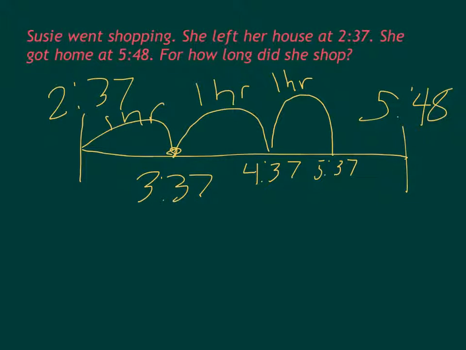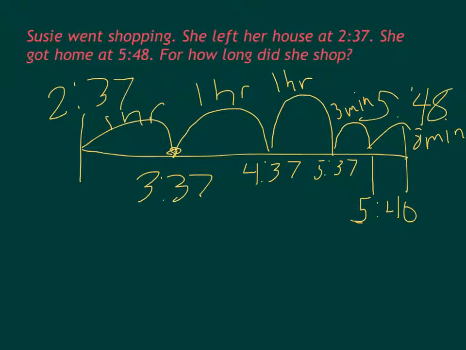So what I can do is figure out how many minutes are between 37 and 48, or I can figure out how many minutes from 37 to 40, which is 5:40, which is 3 minutes. And then I need to end up at 5:48, which is another 8 minutes.